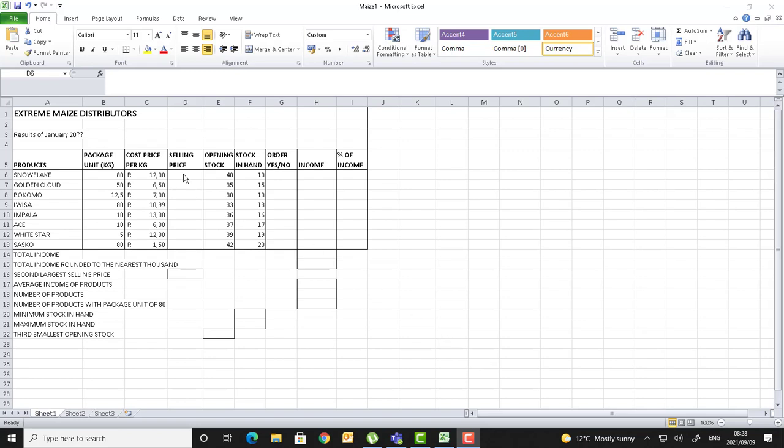otherwise it's wrong. So it means these two are going to be multiplied to each other, and then the answer that we get from here is going to be added with 10%. So it means you are going to do it twice. I'm going to show you.